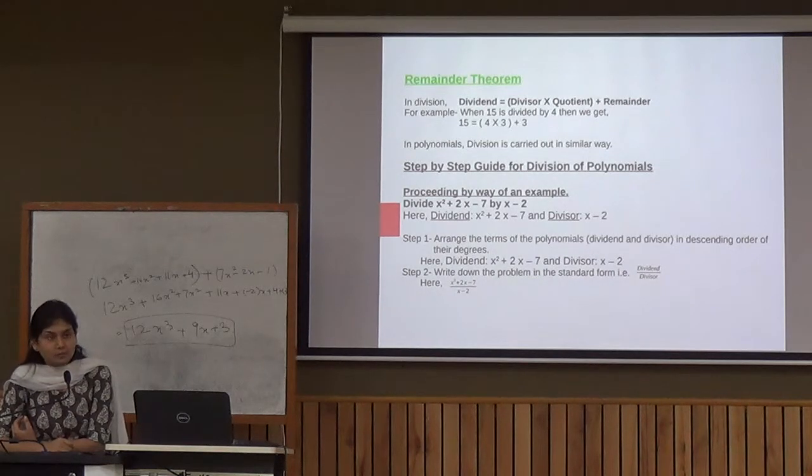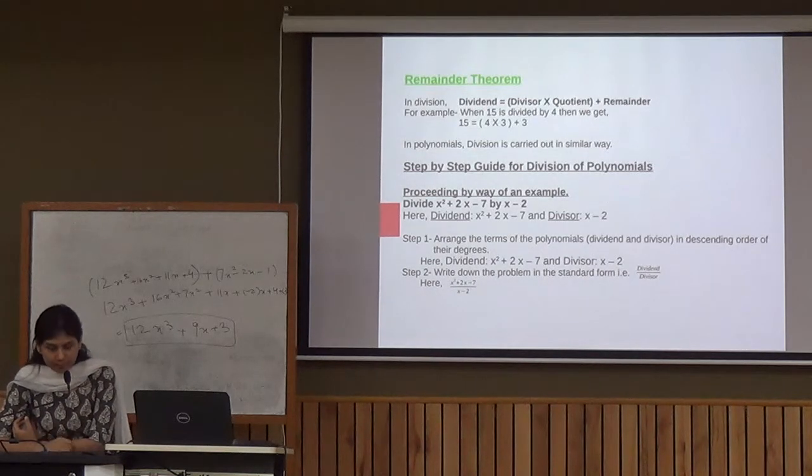In polynomials, division is carried out in a similar way. Now, let us understand how the division is performed in polynomials step by step. We shall proceed by an example. For instance, consider dividing x squared plus 2x minus 7 by x minus 2. Here, dividend is x squared plus 2x minus 7 and divisor is x minus 2. Clearly, dividend here is a quadratic polynomial and divisor is a linear polynomial.